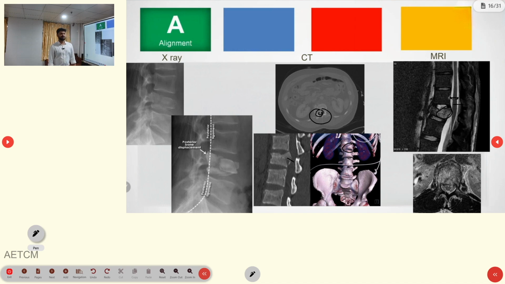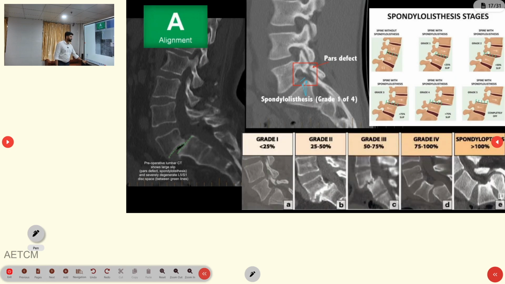Then you can easily characterize if it is compressing the cord, whether any cord signal changes are there, edema is there, all these things you can characterize, and if any infective osteomyelitis, spondylitis kind of thing, or any paraspinal abscess is there, if any other vertebra is having some early changes without any collapse, those things you can characterize from the MR. And the axial sections also confirm the same. There is posterior compression causing canal narrowing and cord compression.